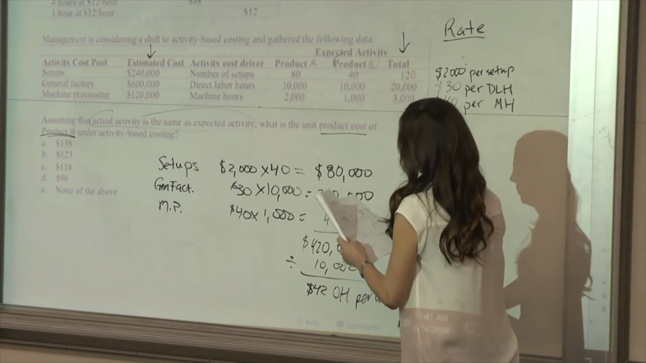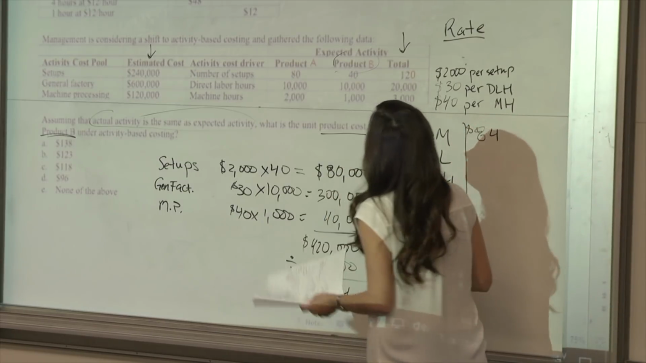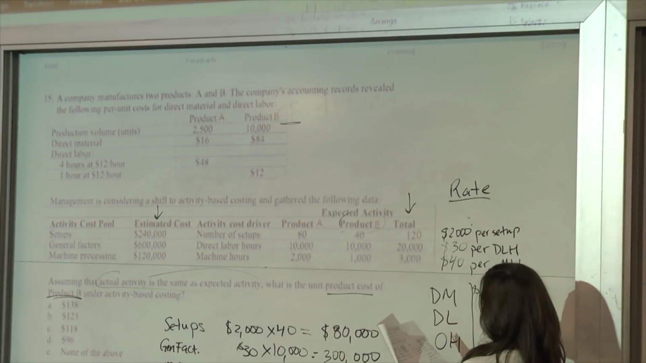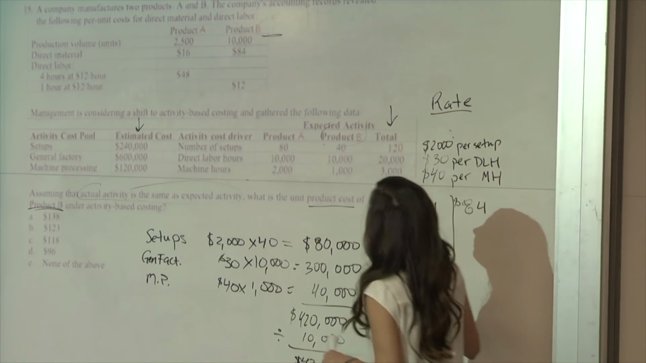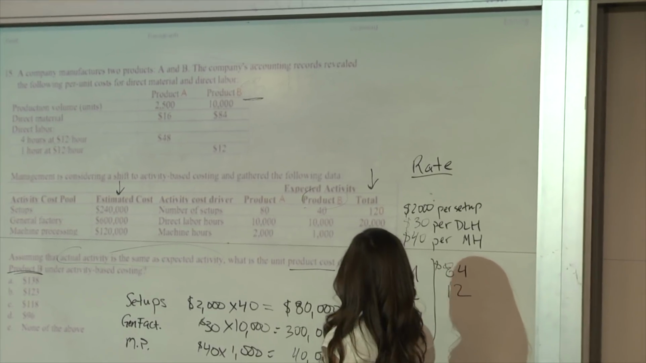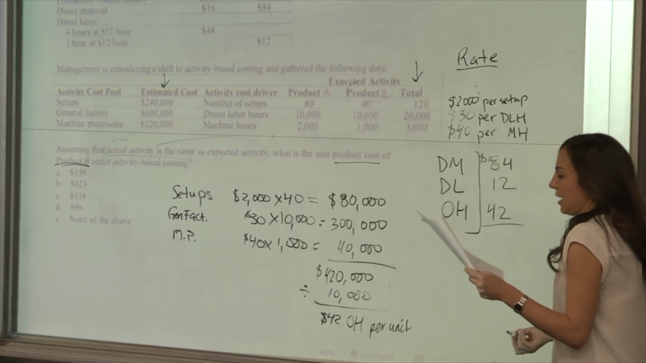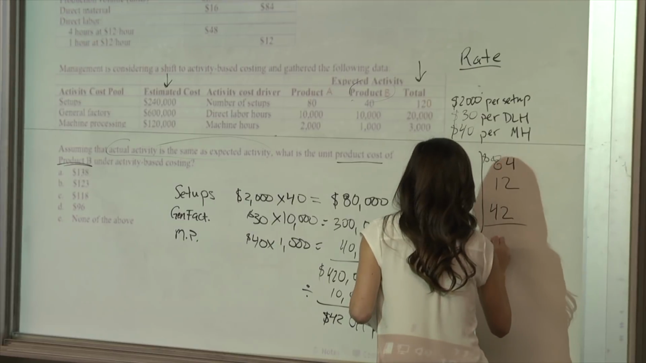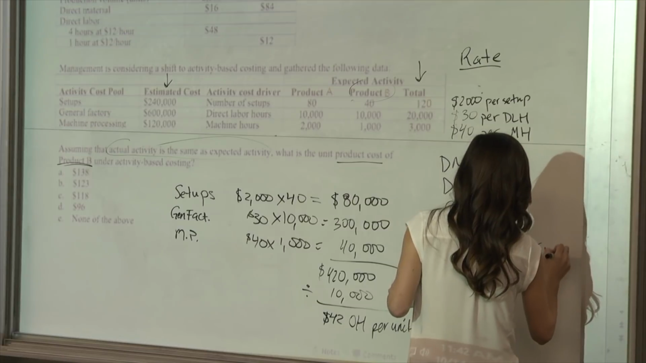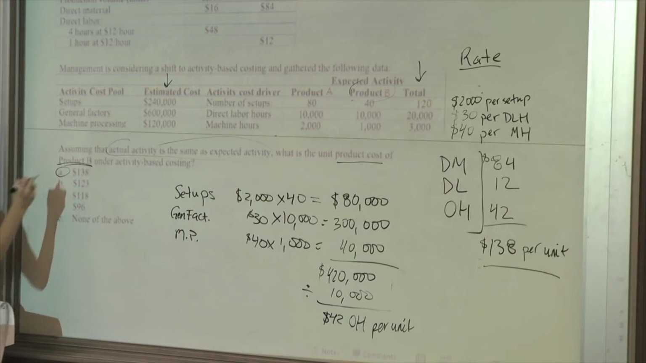So this information is given already. The 84 just comes from this column here, product B. The direct labor, again, we're only looking at this column, $12. And the overhead we calculated, that's what we spent pretty much most of our time here doing. And we'll get to a total of 138 per unit. Okay, so the answer here is A.